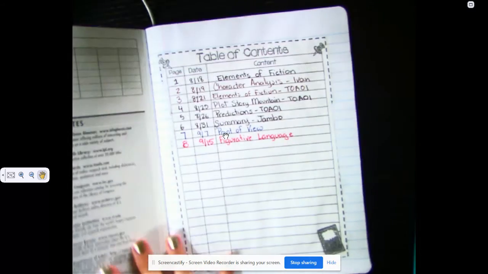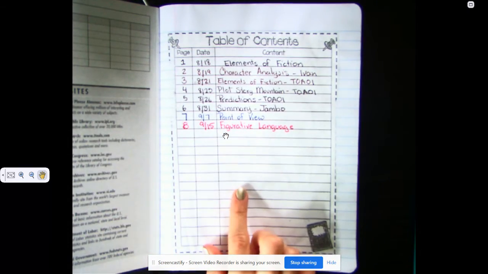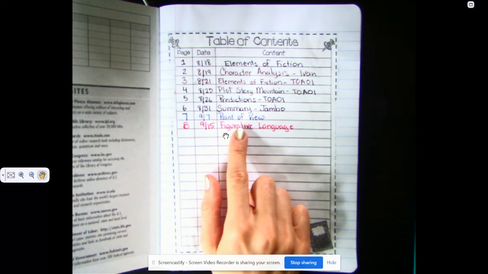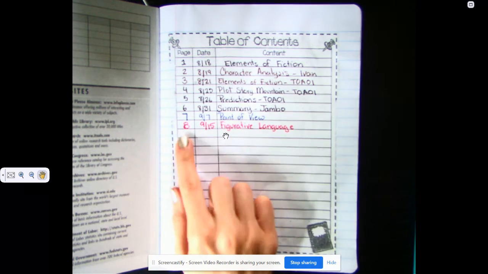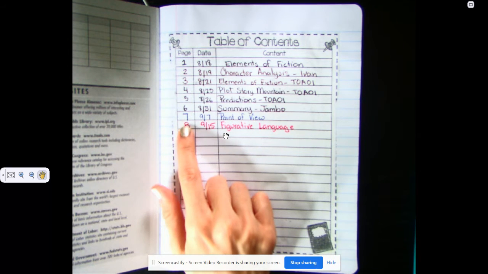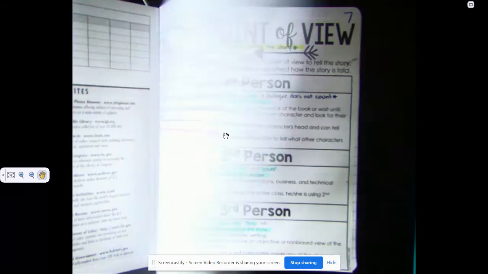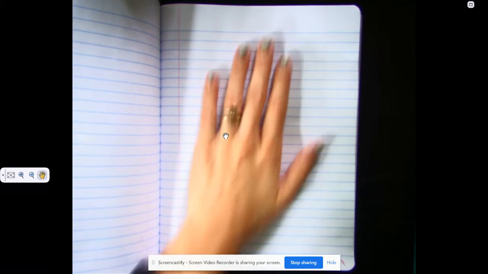I've already gone ahead and filled this out in my table of contents. Today's date is the 15th. We are working on figurative language, and this page might be different for your class. Just go ahead and put on whatever the next page in your journal is. And we're going to go ahead and go to that page. Before I begin cutting and pasting or writing anything on here, I want to go over this.